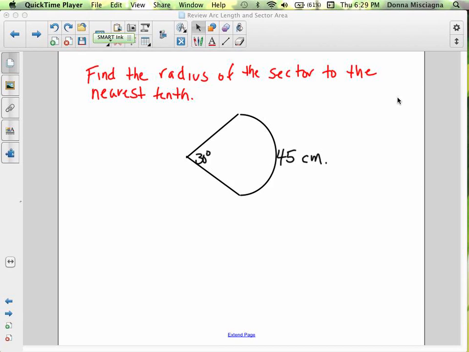Now let's do a challenge problem with arc length and sector area. Find the radius of the sector to the nearest tenth. All right, so now we have a sector of a circle.